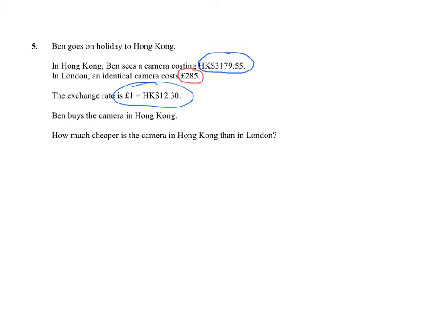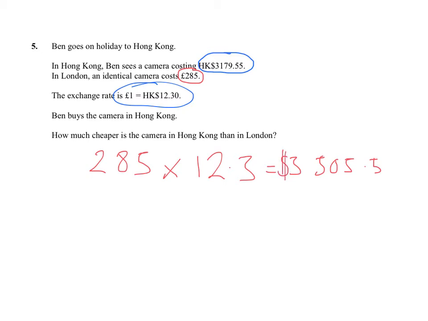So if we're converting from pounds to dollars, we've got to times, so £285 times the exchange rate, 12.3, and this is the point at which we'd go for the calculator. So 285 times 12.3 is what's going in my calculator, and what's coming out is 3505.5. And that is the number of Hong Kong dollars, and that's obviously 3,505 Hong Kong dollars 50 cents.